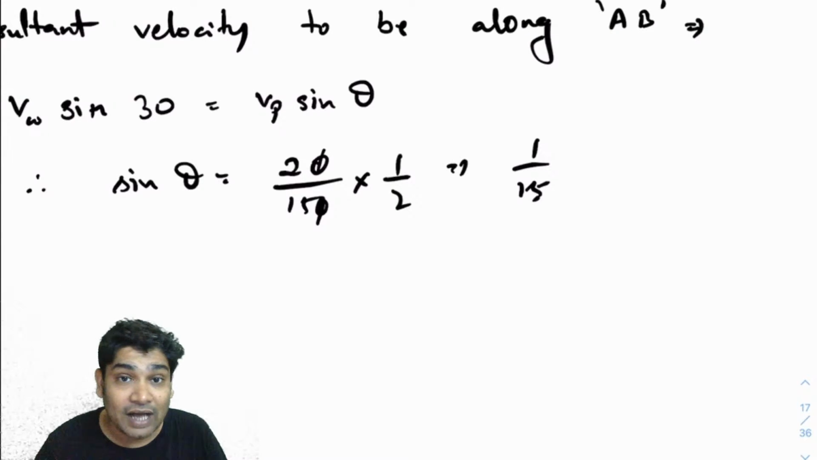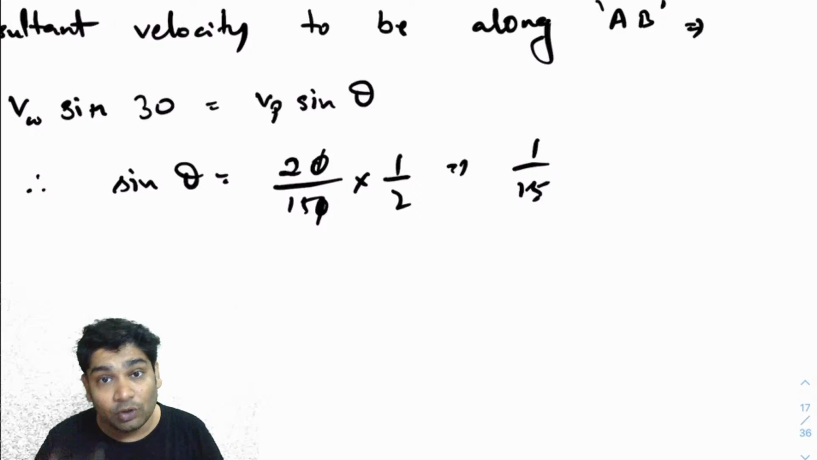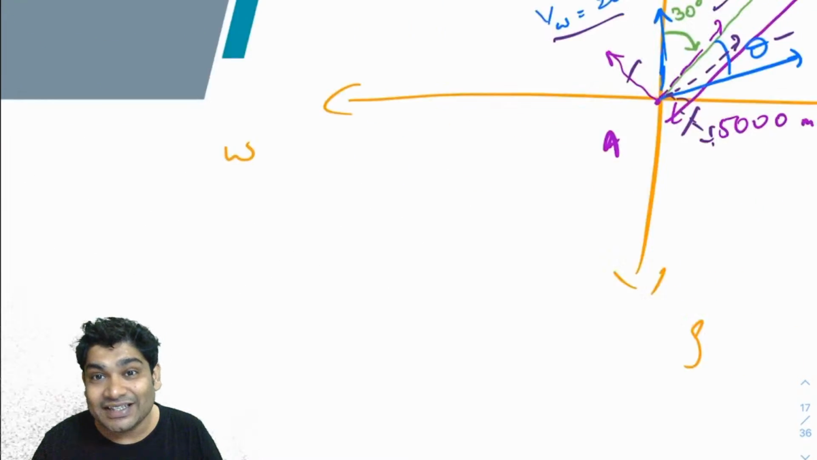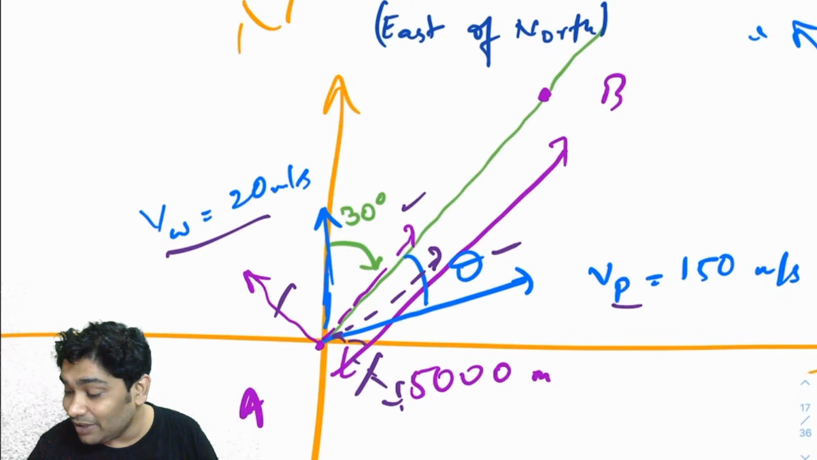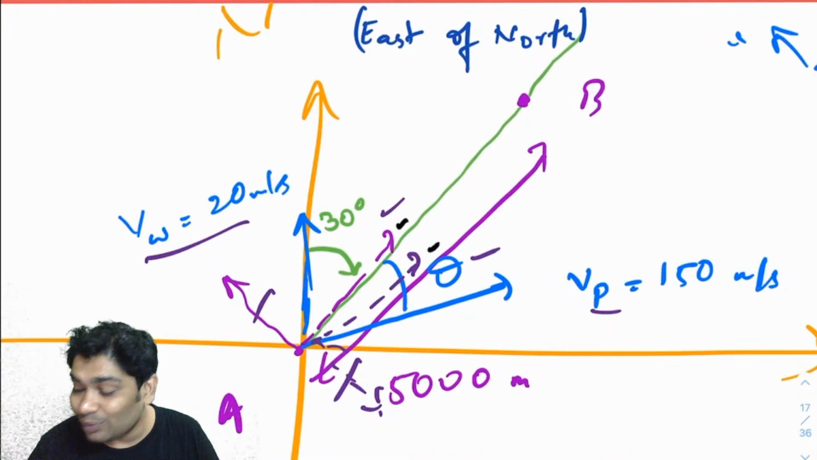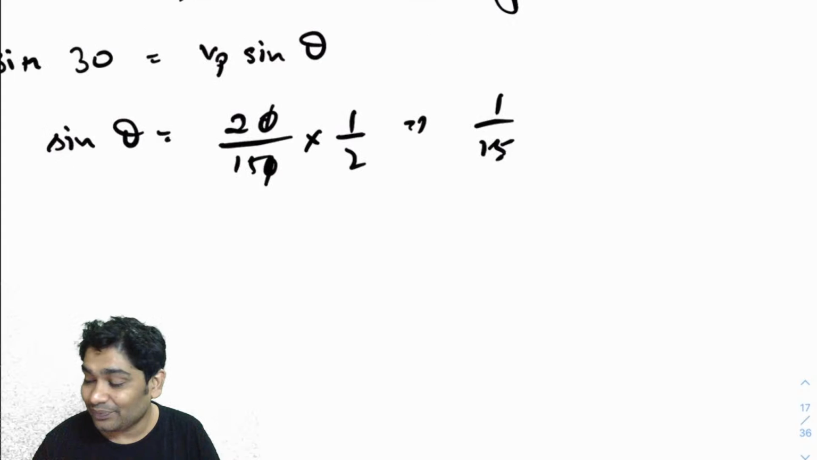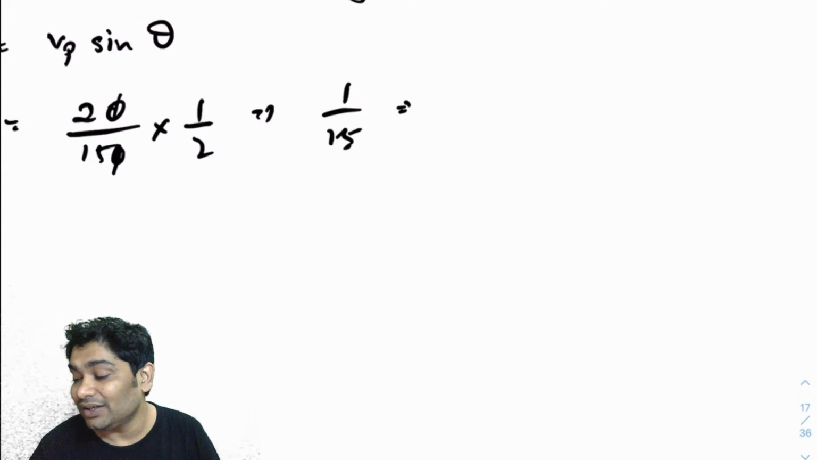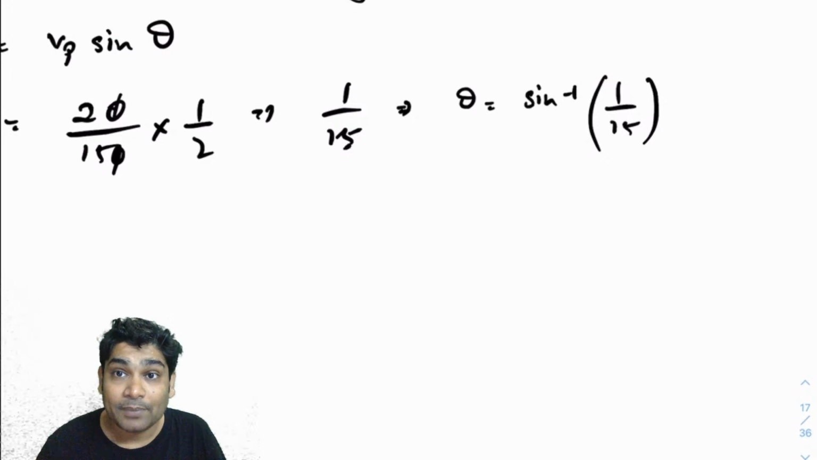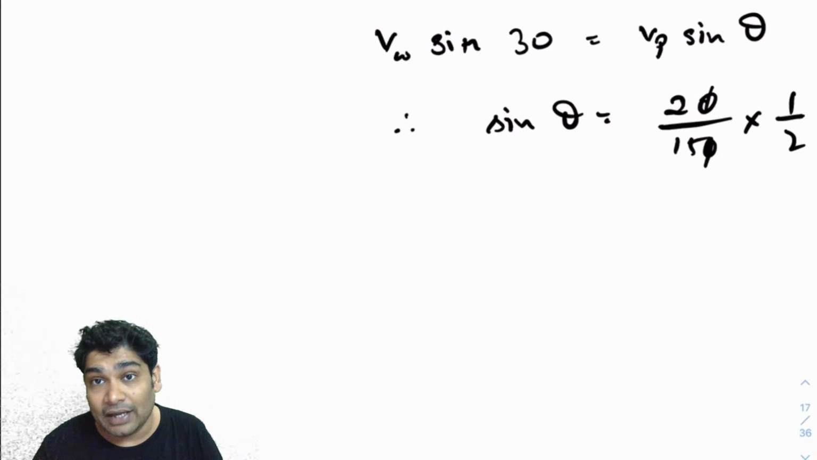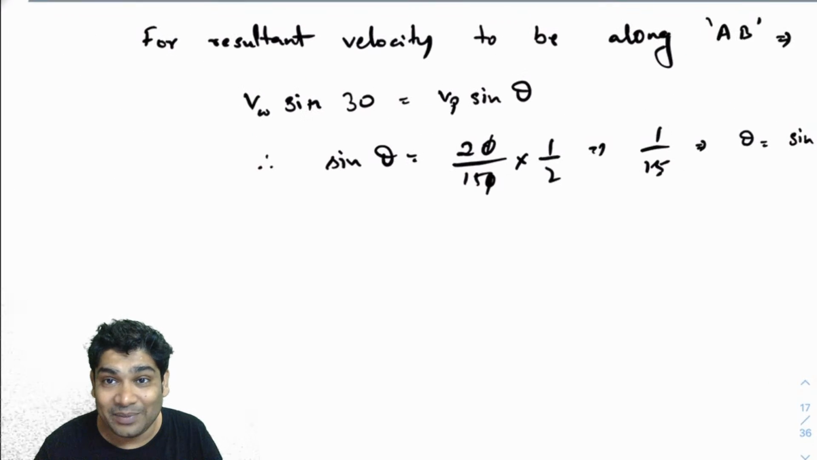Now, when you were asked to calculate the time, what do you do for time? Then you calculate what is the net velocity along the line AB. What will be the net velocity along the line AB? It will be the sum of these two components. Alright. So I can write from here theta equals sine inverse of 1 over 15, and here you have the direction of the plane. Alright, now for time I need to find the velocity along AB.